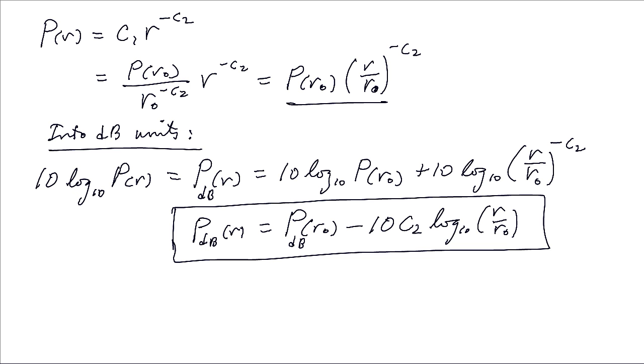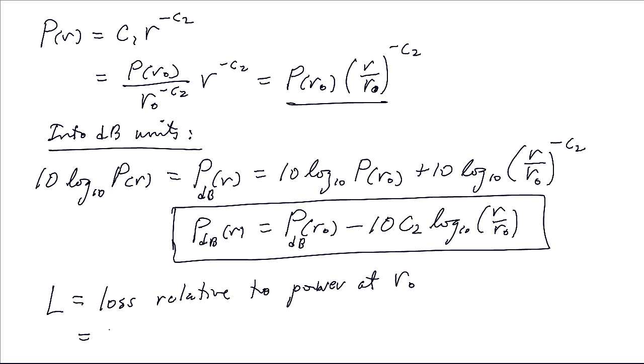And now I'm going to ask the question, what is the loss relative to the reference point r naught? Okay, so I'm going to say that L is equal to the loss relative to the power at r naught. And I'm going to say that that is then equal to P naught minus P of r. And these are both in dB units. Okay? And so this is going to be greater than 0 because P at the distance r naught has greater power.